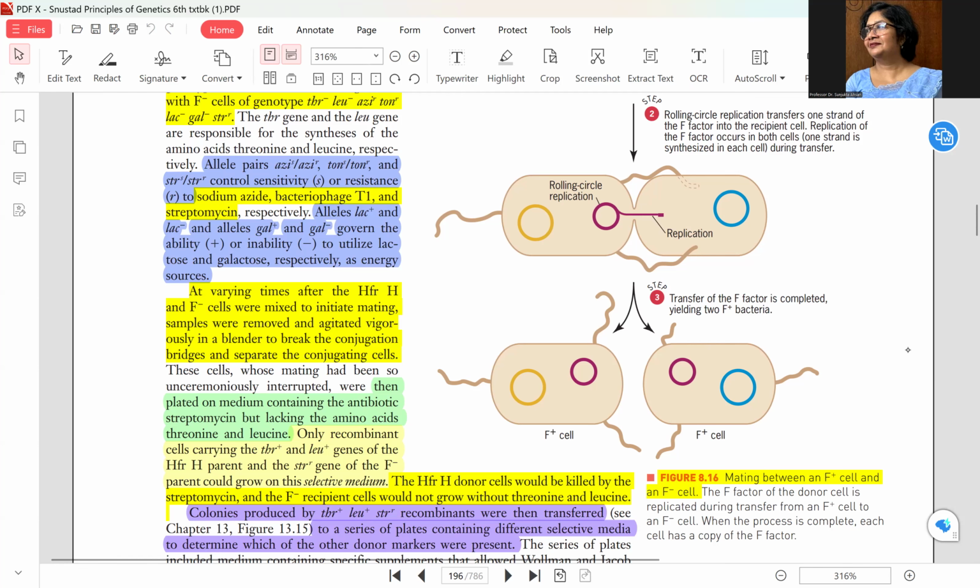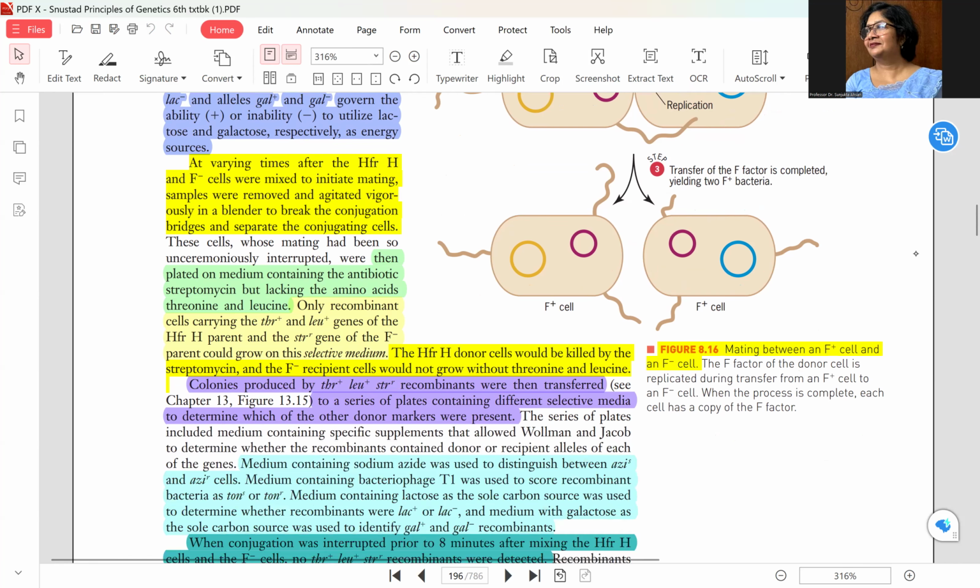So where the F plus cell is, the F plus plasmid is nicked, and two ends are generated. One is the 5' phosphate end and the other is the 3' hydroxyl end. The 5' phosphate end enters into the recipient cell, and the 3' hydroxyl end is elongated in the donor cell. So you end up with two copies of double-stranded DNA, one through continuous elongation in the donor and the other through Okazaki fragments in the recipient.